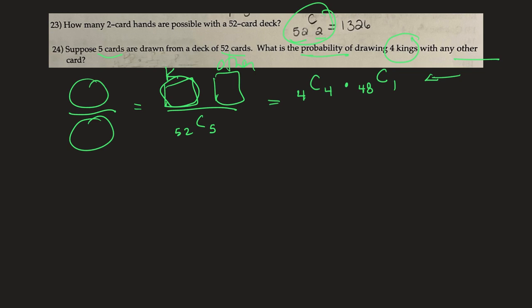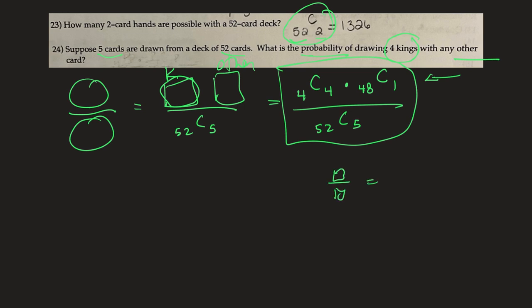To do the probability, I'd take that number then and divide it by 52 choose 5. And you can just do that on decimals or a graphing calculator. And at the end, I always would hit that fraction button. So it would change it to a fraction for me.